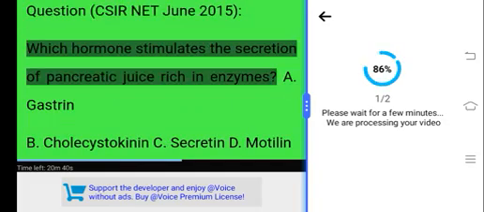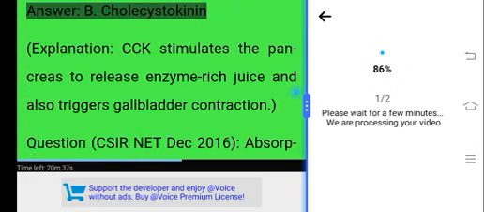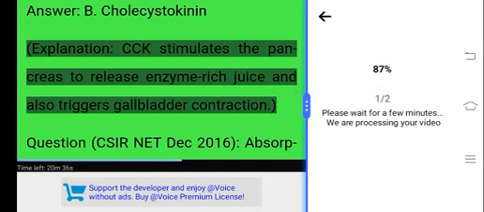Question. CSIR NET June 2015. Which hormone stimulates the secretion of pancreatic juice rich in enzymes? A. Gastrin. B. Cholecystokinin. C. Secretin. D. Motilin. Answer: B, cholecystokinin. Explanation: CCK stimulates the pancreas to release enzyme-rich juice and also triggers gallbladder contraction.